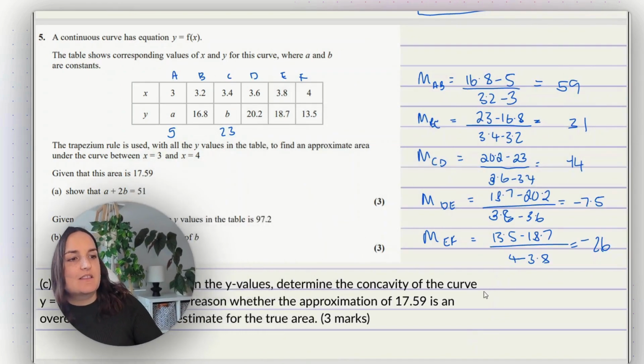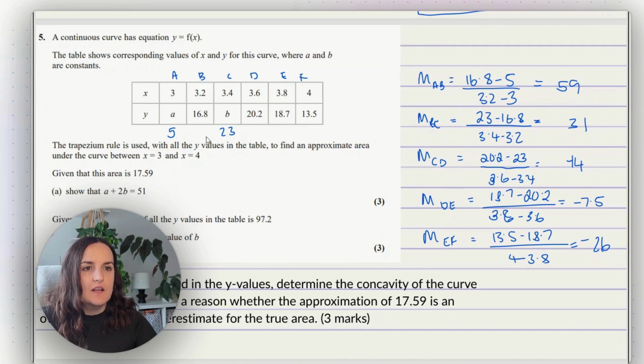Okay, so here's the workings that I've done so far. So what I've done is I have taken the gradients between each of these points. I've labeled them A, B, C, D, E, and F. And I found the gradients using y minus y over x minus x to be these gradients here. Now, the reason I've done that is because concavity is about whether the graph looks like this or looks like this. And that makes a huge difference to whether the trapezium rule is an overestimate or an underestimate.